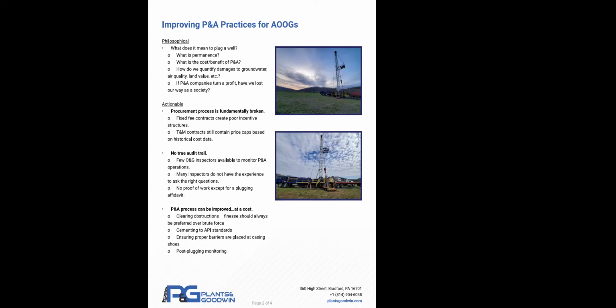And I already sort of talked about quantifying damages to groundwater, air quality, and land value. Methane at least now has a market value because it's been priced in voluntary offset markets, so we can come up with a dollar figure for that externality. We haven't figured out how to do it for these other things yet. But my last tongue-in-cheek point on the philosophical side of things is: if P&A companies start turning a profit, have we lost our way as a society?